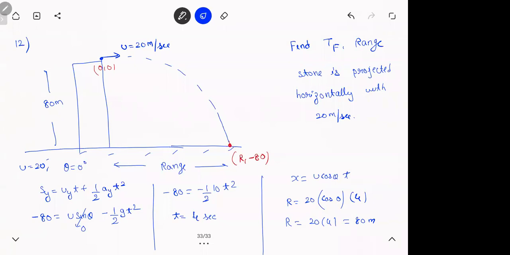Since you can't use the regular time of flight formula, you can always use this: y is equal to ut plus half at square. Y will be negative because displacement in the y direction is negative. You're coming down. Theta is 0, so u sine theta is 0. So from there you get the time. What is the range definition? The distance traveled horizontally in the time of flight. So u cos theta into time of flight. Put it down. Any doubts on this, please ask me.